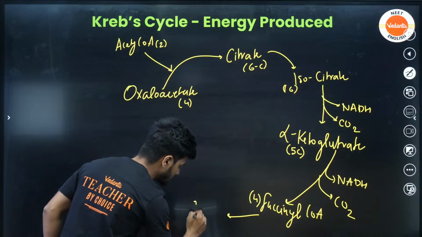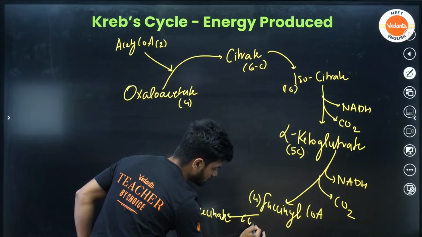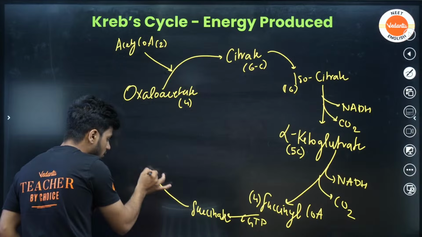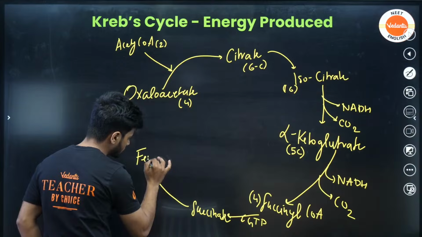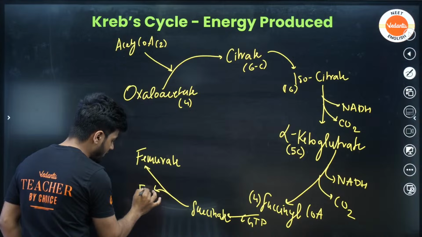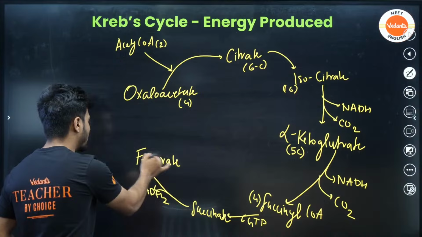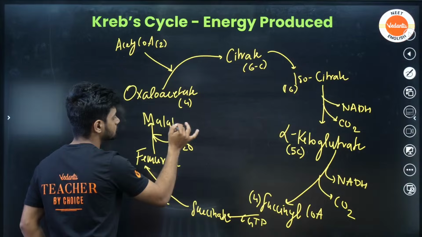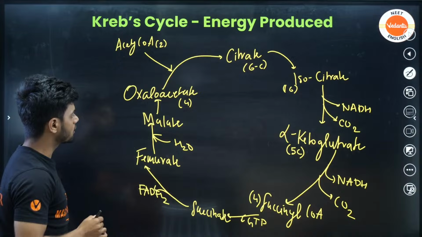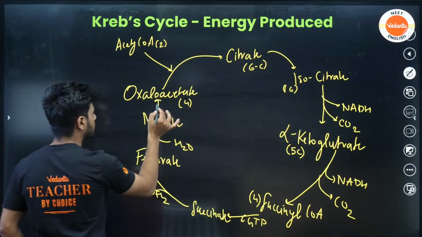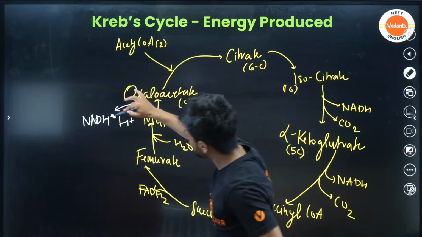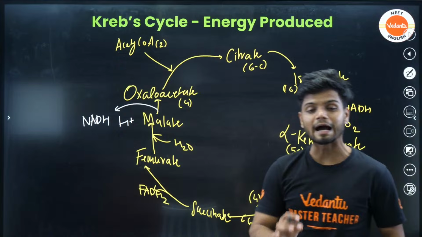And when this conversion is happening, a GTP is released. GTP, guanosine triphosphate. And this succinate undergoes oxidation and forms your fumarate. And when this is happening, one FADH2 is released. And this fumarate gains water and forms malate. And this malate gets converted to your oxaloacetate. When this conversion is happening, one more NADH is released. This is the entire Krebs cycle.